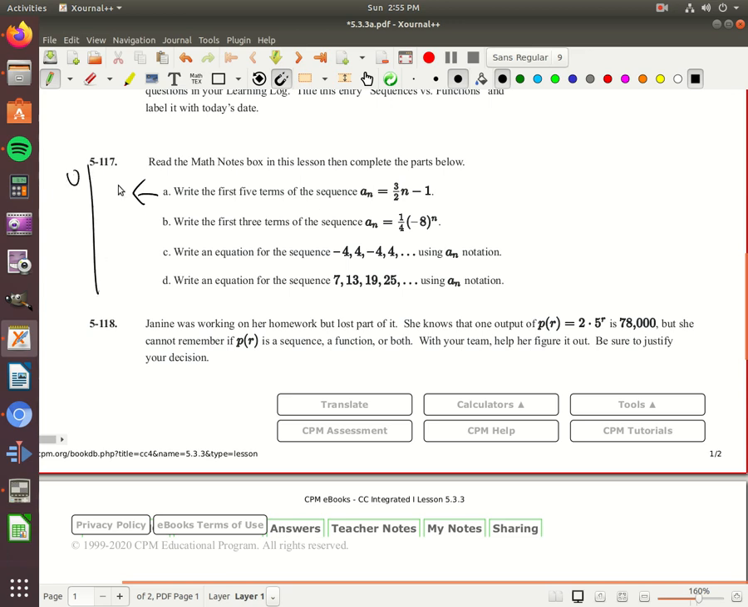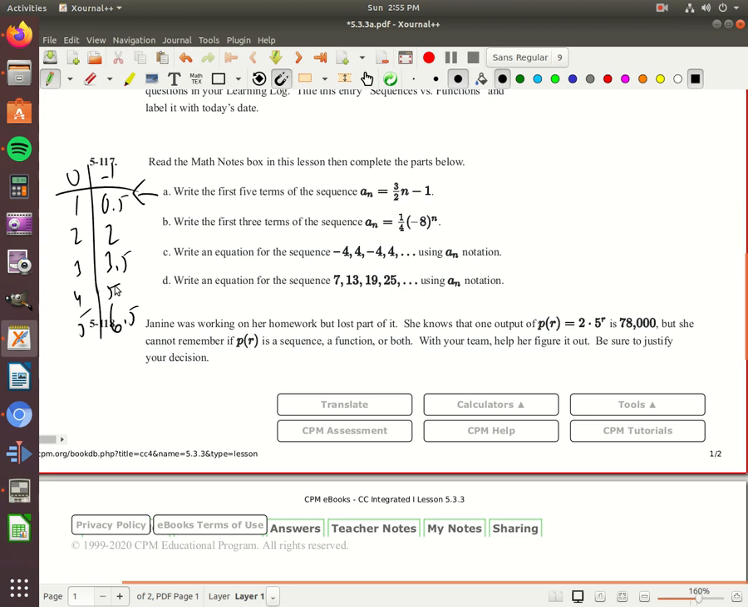Well, we know that the 0 term is -1. And then from there, our sequence will look like this. What are the first 5 terms? Well, we're going to add 1.5 each time. So I'm going to get 0.5, 2, 3.5, 5, 6.5. We're just adding 1.5 each time.